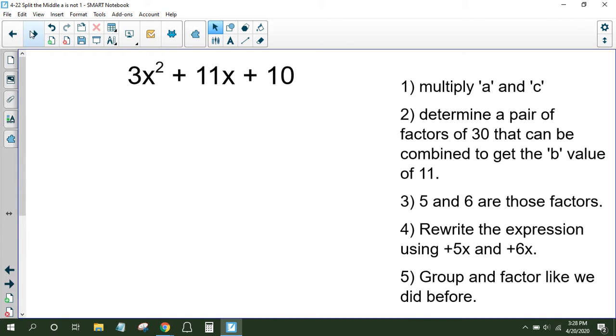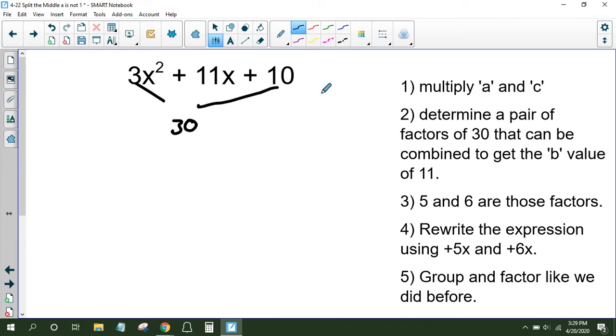Well, it's very similar to the strategy that we used previously. There's just one difference. So first, number one in our list of things to do for our strategy, we're going to multiply the a value times the c value again, like we did previously. So when we multiply the a and the c together, we're going to get 30 in this case.